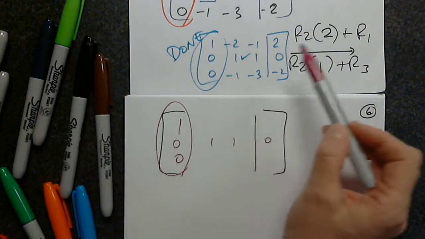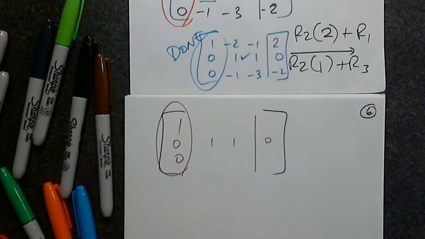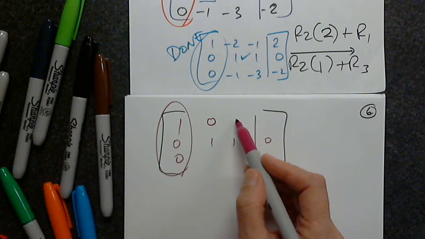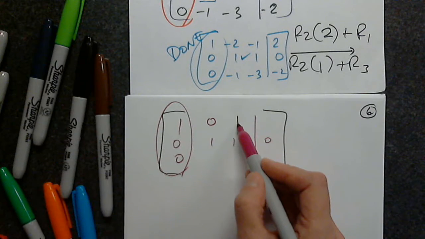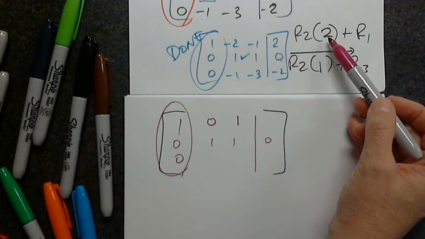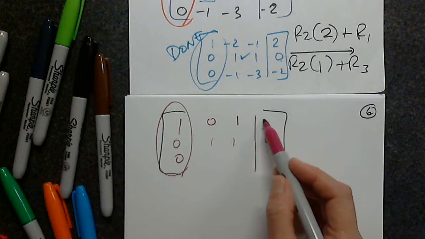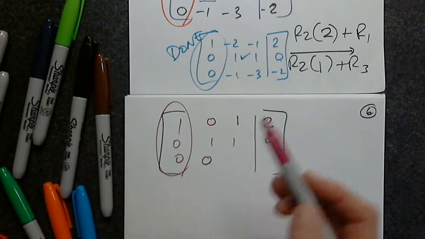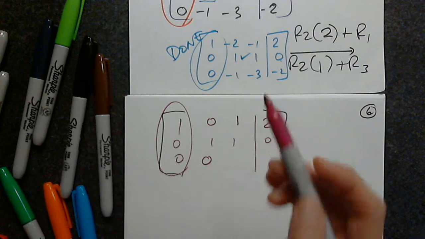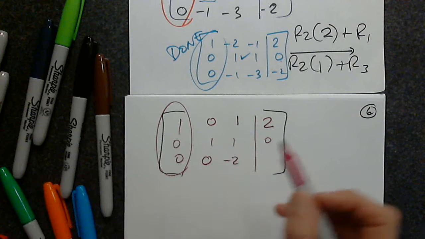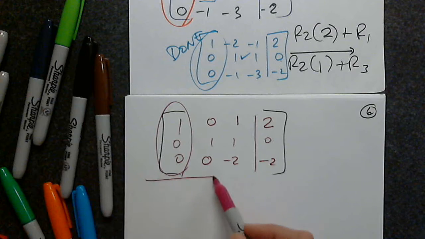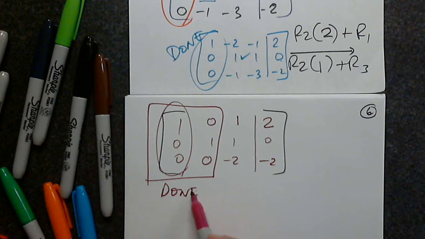So 1 times 2 minus 2. Excellent. 1 times 2 minus 1. Very good. 0 times 2 plus 2. That's it. 1 times 1 minus 1. 1 times 1 minus 3. Perfect. 0 times 1 minus 2. Done. What is my next step and where am I now?